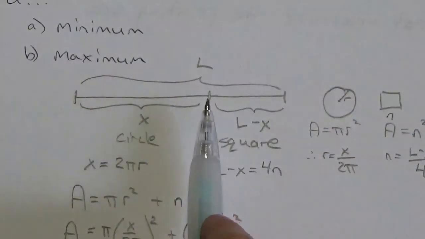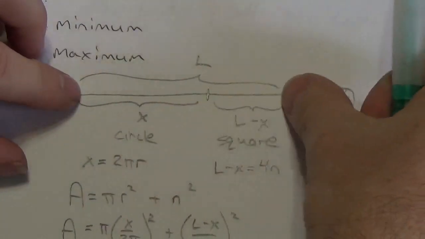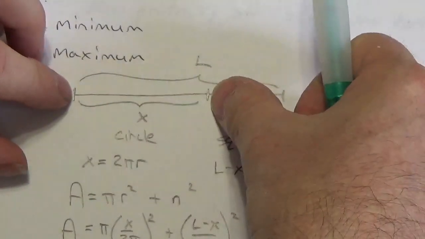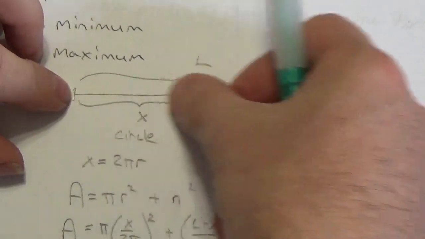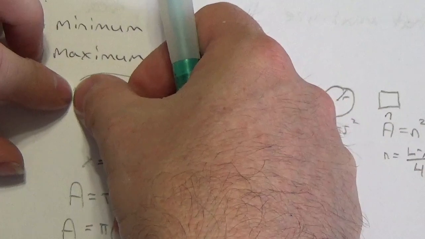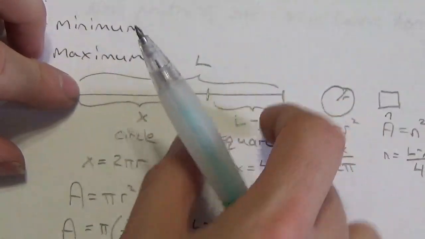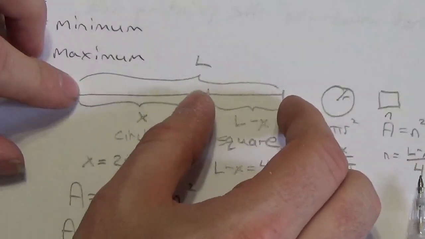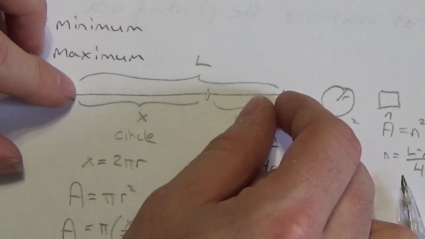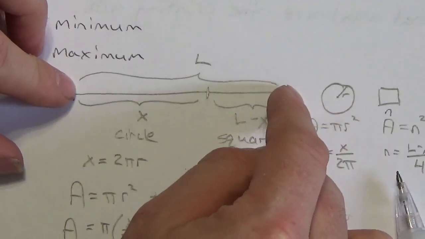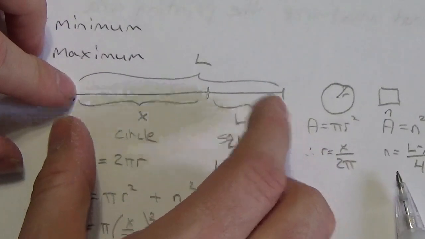Bear in mind right from the beginning here that I could have put that x anywhere I wanted along this length here. I could have squished this x in and made x equal to 0, in which case L minus x, this whole bit here, would have gone towards the square. Or I could have made x way out here, basically made it equal to L, and said that the whole thing is going to the circle.